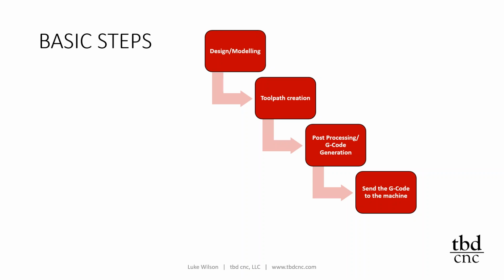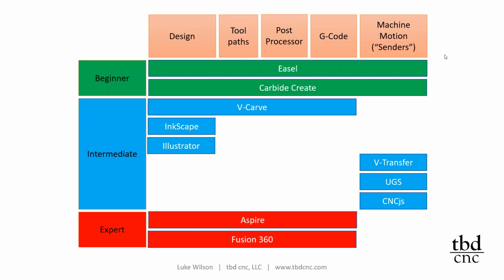And then once you have the G code, the final step is to send that G code to the machine, which is what you're going to use a software called a sender for. This chart here shows across the top the different steps that we just talked about. And then down the side, it shows the different difficulties.